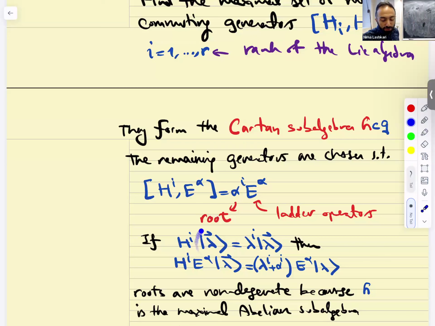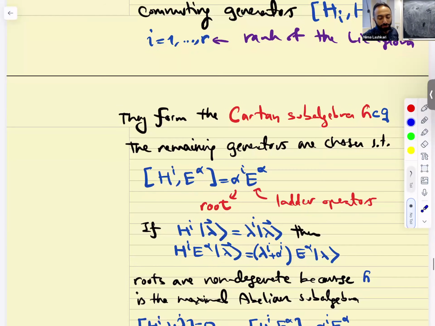So imagine you have an eigenvector of these guys. Eigenvector here I just mean, because they're simultaneously diagonalizable, I can put lambda 1, lambda 2, to lambda r, because there are rank of them, right? These are the eigenvalues, simultaneous eigenvalues. Now if you act with one of these E alphas on lambda, this is an eigenvector with this eigenvalue. Good? Got it? All right.